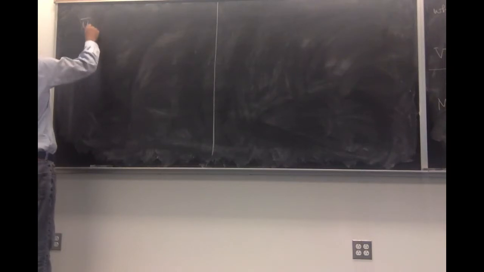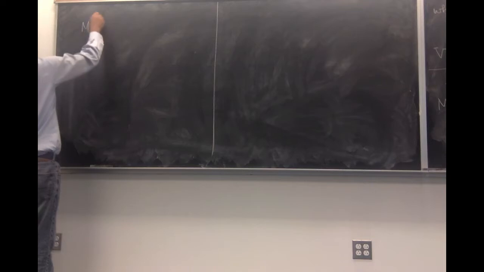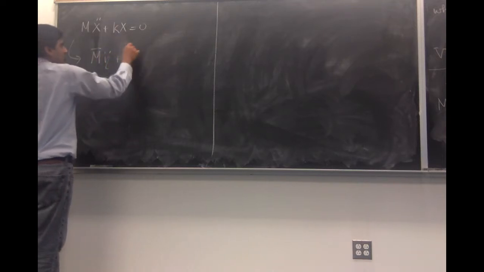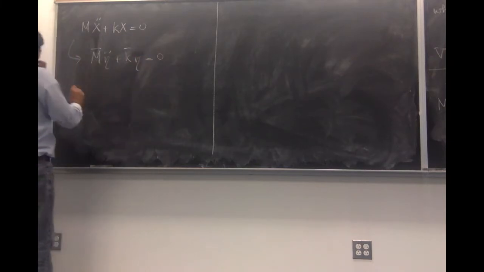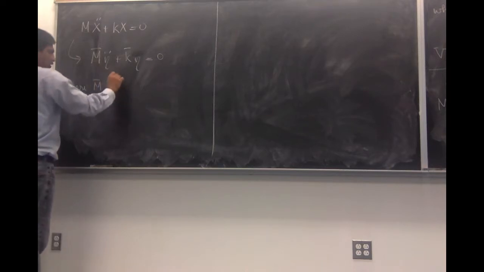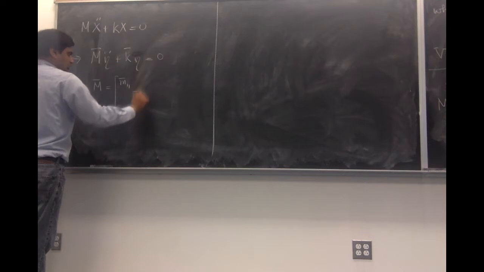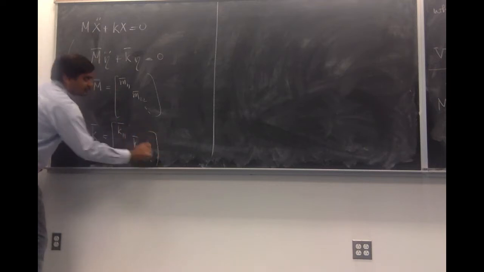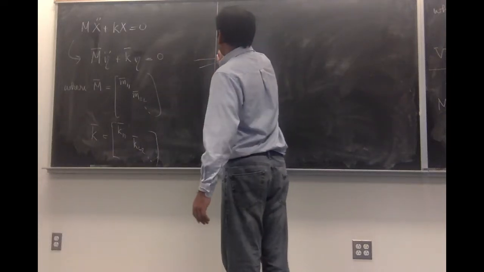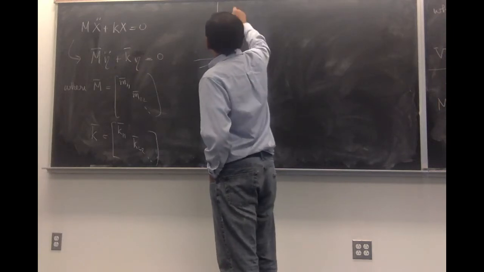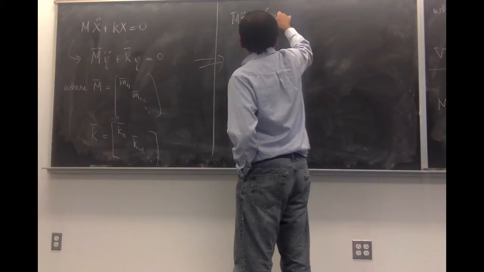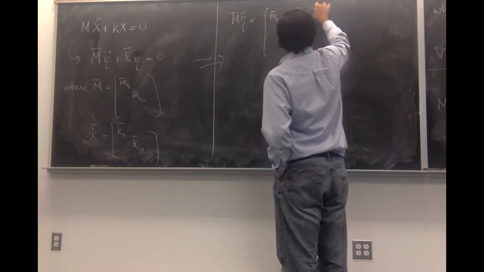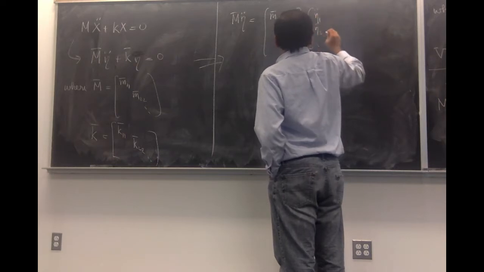So we've just shown that our differential equation M x double dot plus K x equal to 0 reduces to M bar eta double dot plus K bar eta equal to 0, where M bar equals M11 bar, M22 bar, etc., and K bar is K11 bar, K22 bar, etc. Right? So they're diagonal matrices. And this implies we can rewrite this equation. Right? So M bar eta double dot is going to be equal to M11 bar, this whole matrix, times eta 1 double dot, eta 2 double dot, etc.